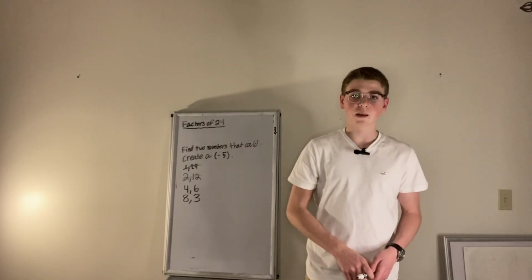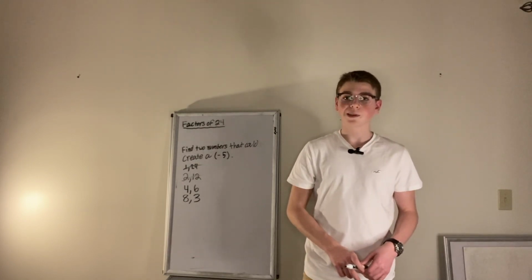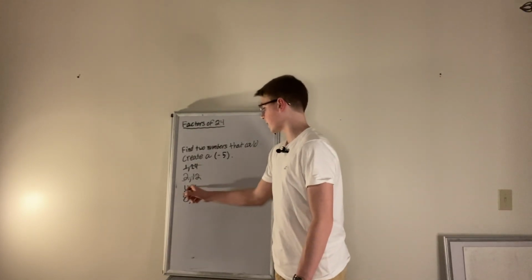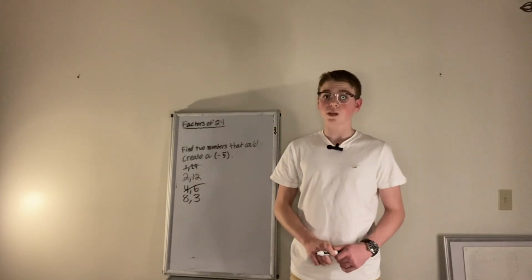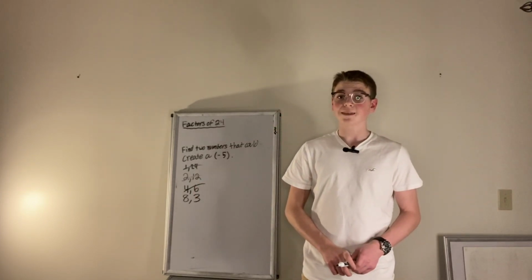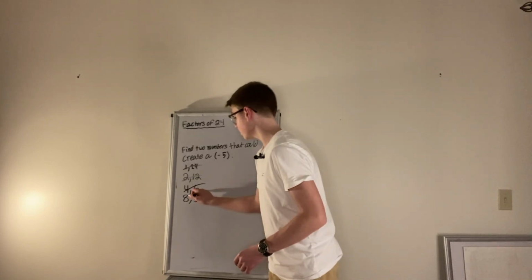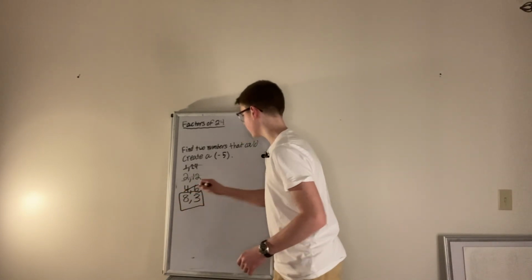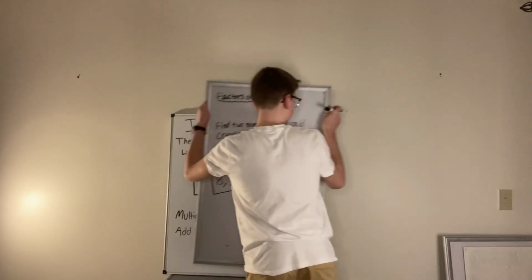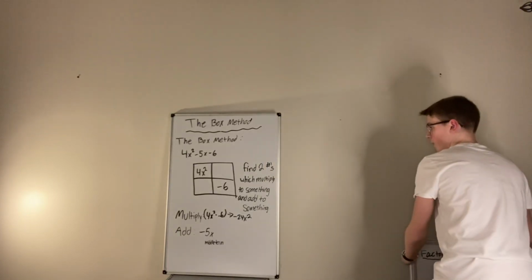4 minus 6 is negative 2. 6 minus 4 is 2. That cannot be a negative 5. Here, 8 minus 3 is 5. 3 minus 8 is negative 5. So we are going to take our 8 and our 3. So now we got our factors.